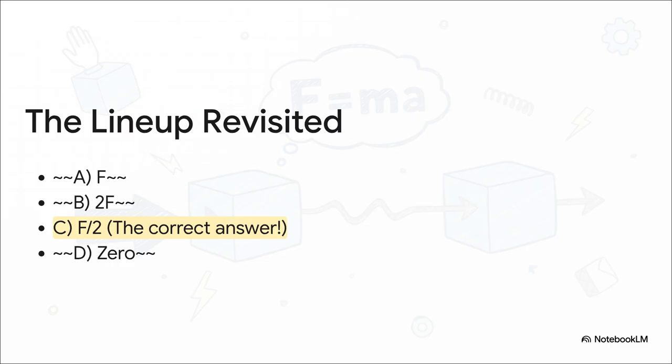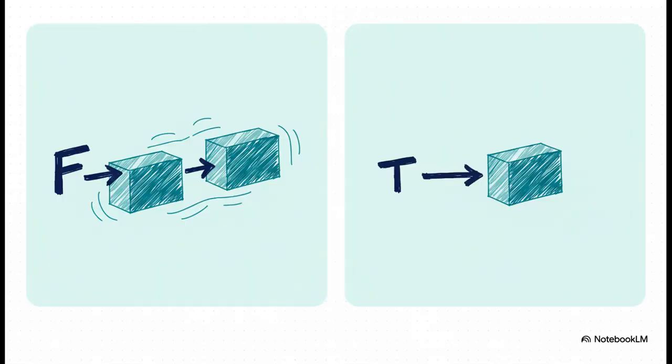So, let's head back to our lineup of suspects. We can now definitively say it wasn't F, it wasn't 2F, and it certainly wasn't 0. The correct answer, proven by the evidence, is C, F divided by 2. But this brings us back to the original question. Why? Why isn't the tension just F? If you pull with F, shouldn't the string also pull with F?